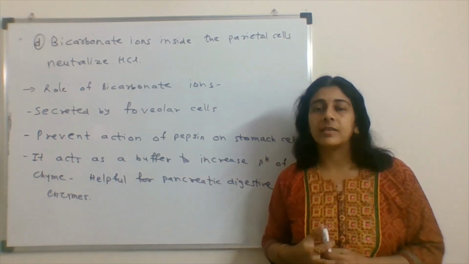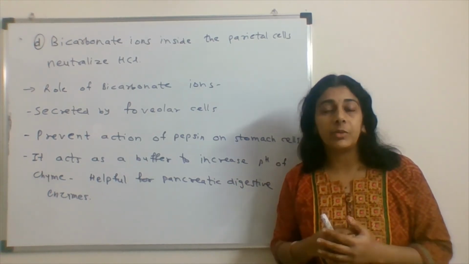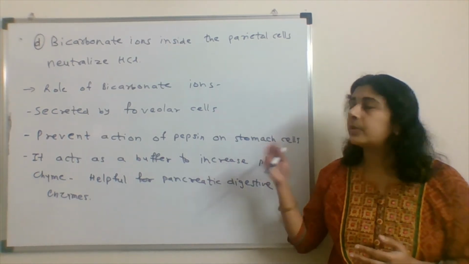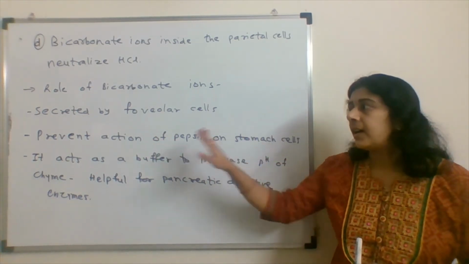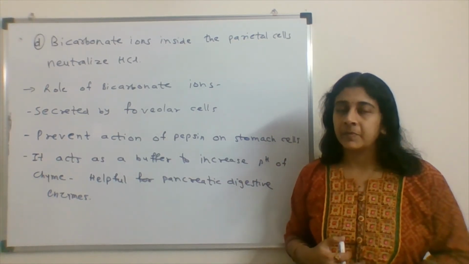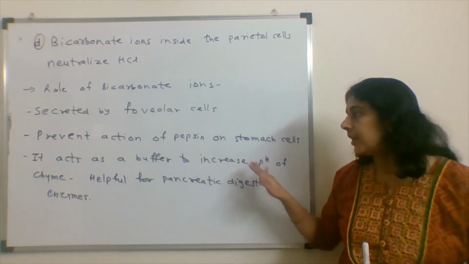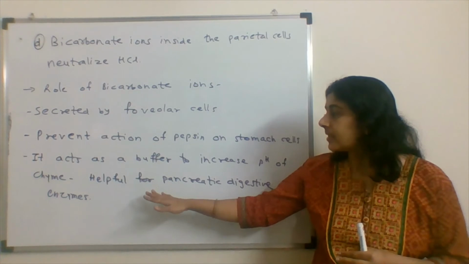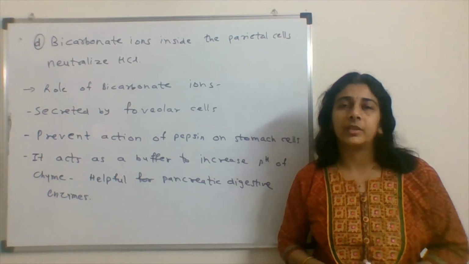So along with mucus, just now we have seen that all the epithelial cells of stomach are protected by the mucus. So along with the mucus, these bicarbonate ions also protect the stomach cells against the action of pepsin, against the proteolytic enzyme pepsin. It acts as a buffer. It increases the pH of chyme. And now, due to this increase in pH, this is helpful for pancreatic digestive enzymes to work upon the chyme.